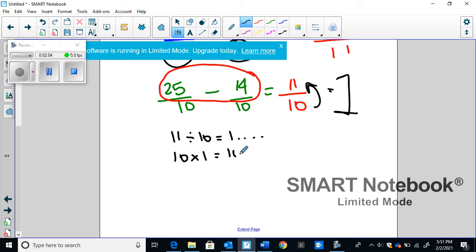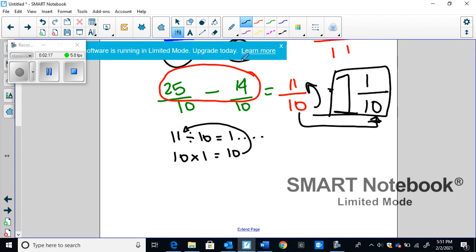But what is 10 once? Well, 10 one time is just 10. All right, but we need 11. So how many more pieces do I need to get to 11? Well, 1 more piece out of 10. Notice how the denominators stay the same. And so our final answer would be 1 and 1/10.